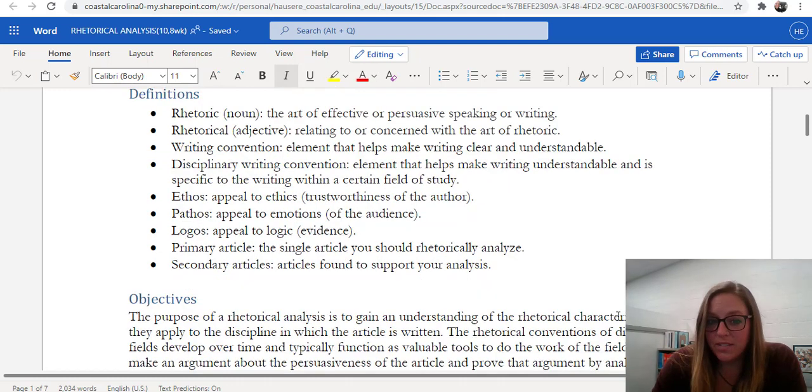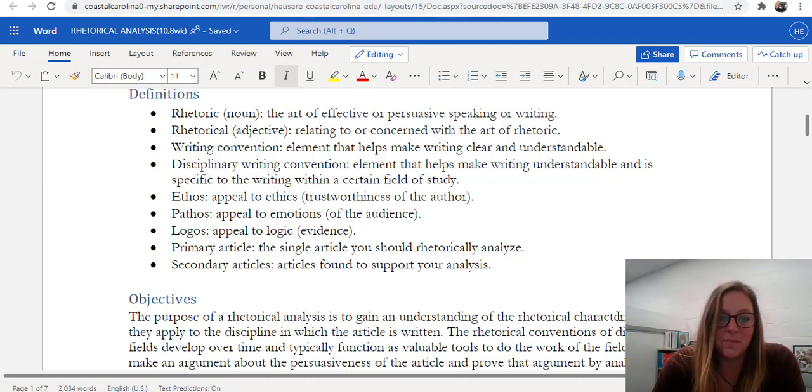A writing convention is an element that helps make writing clear and understandable. A disciplinary writing convention is an element that makes writing understandable and is specific to the writing within a certain field of study. For example, the sciences prefer that you write in an objective, straightforward manner, sometimes even with passive voice. This is very different than writing in English, where you're allowed to be more creative and more personal with your writing. So science and English are two different disciplines, and both of those disciplines value different conventions within the writing for their fields.